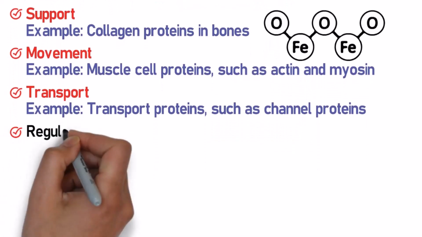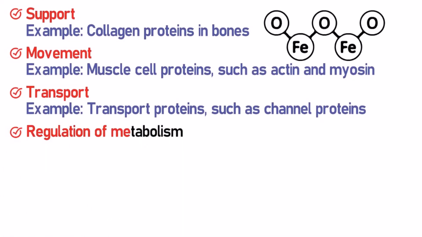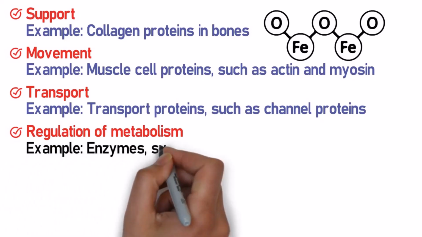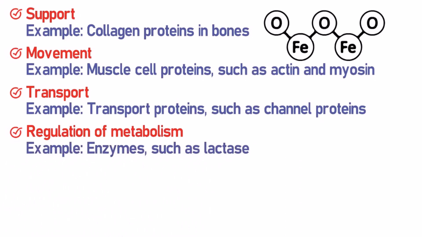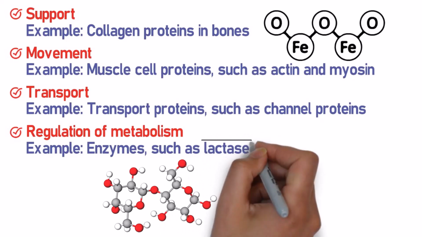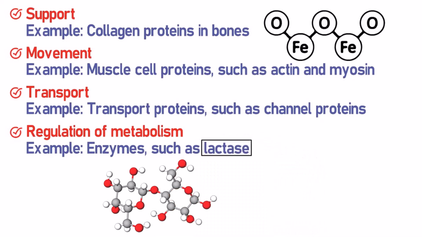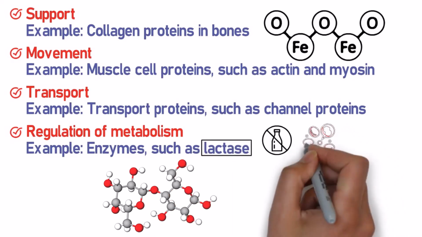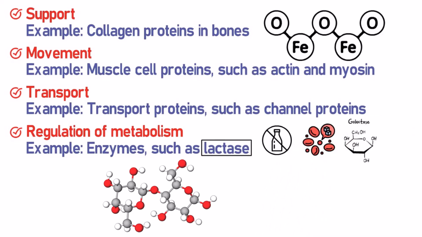Proteins are also essential for the regulation of metabolic processes. Enzymes are proteins that lower the activation energy needed for metabolic reactions. An example of an enzyme is lactase, which facilitates the catabolism of lactose into glucose and galactose.